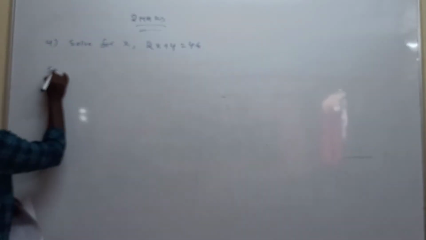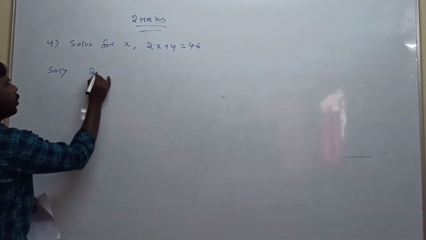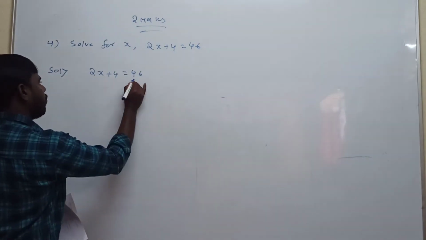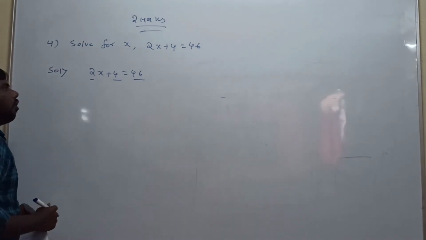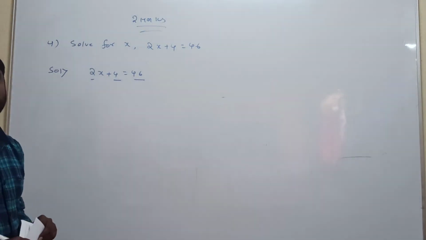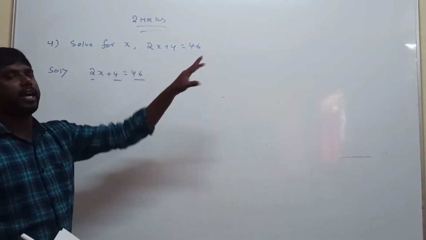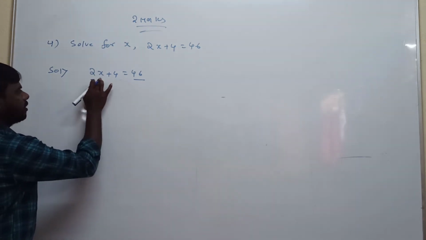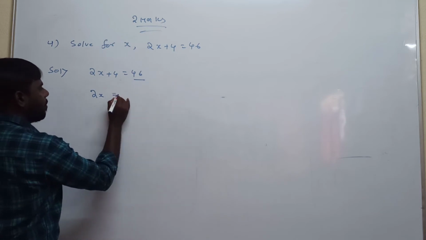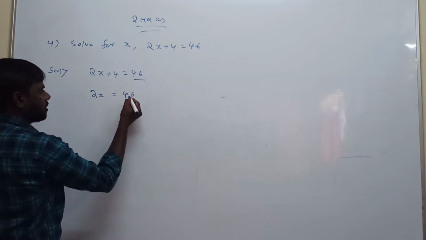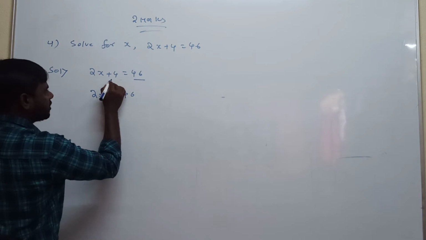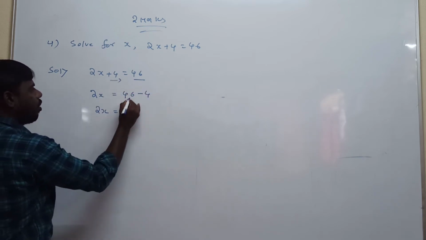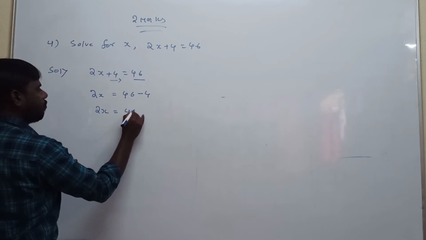So first of all, what is the given equation? As it is, 2x plus 4 is equal to 46. Here 46, 4 and 2, all three values are constant values. That's why we take the constant value to the right hand side. So plus 2x is as it is, plus 4 take that side, minus 4. The right hand side plus 46 as it is, minus 4. Now 2x is equal to 46 minus 4, the value is 40.